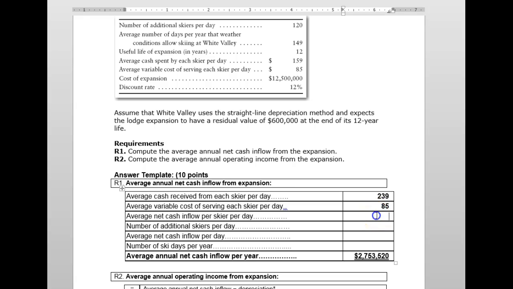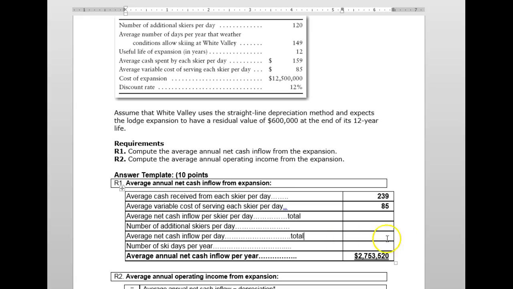Then you have, this gives you, now this is a total here of those two. I guess I should, so you can remember to do that. And that gives you your average cash inflow per day. Then you're going to find the number of days, right? And then you're going to have the average net of all skiers. So that's a total also here.